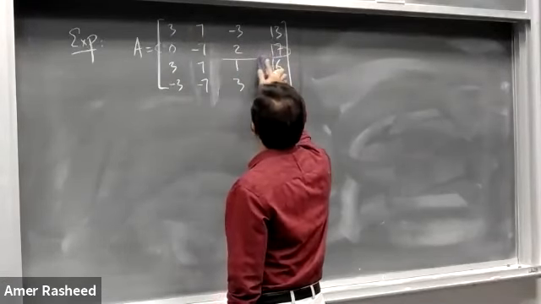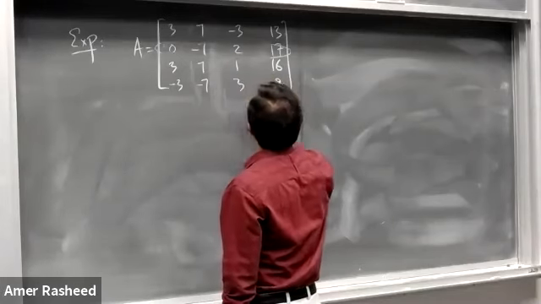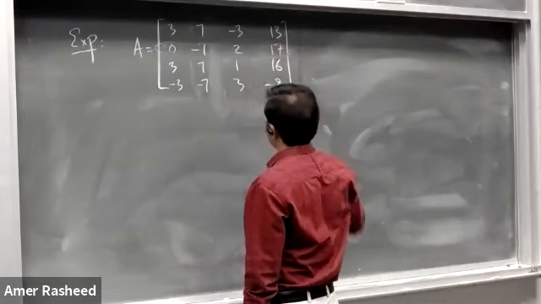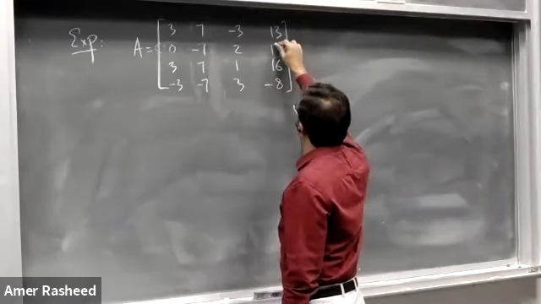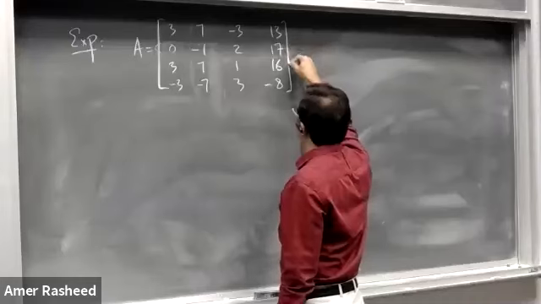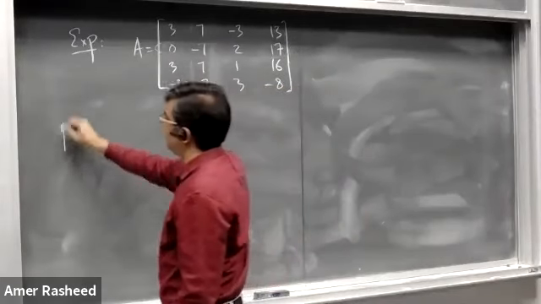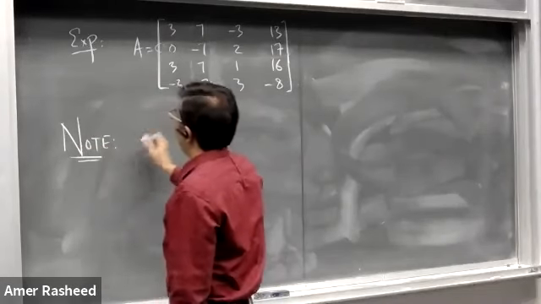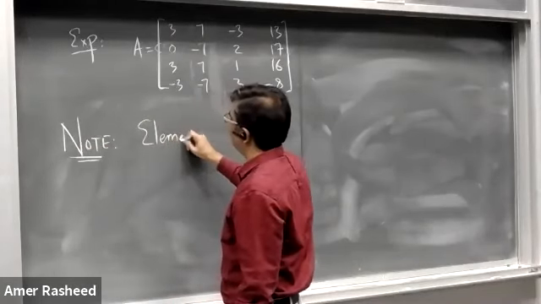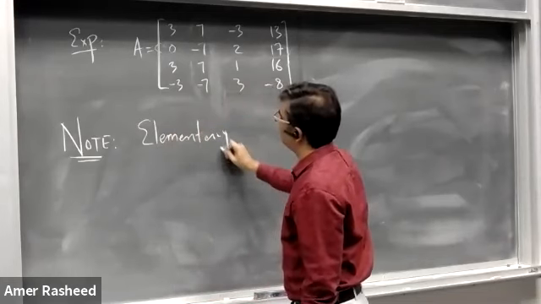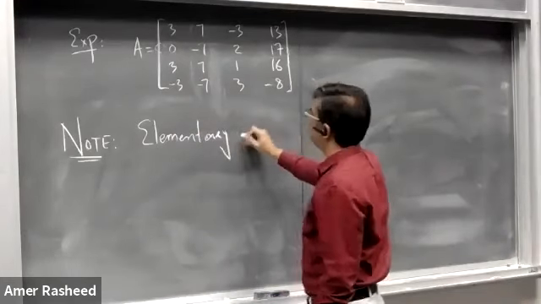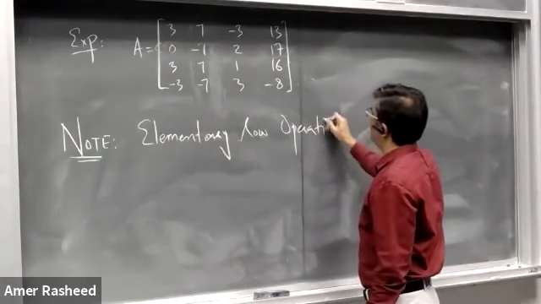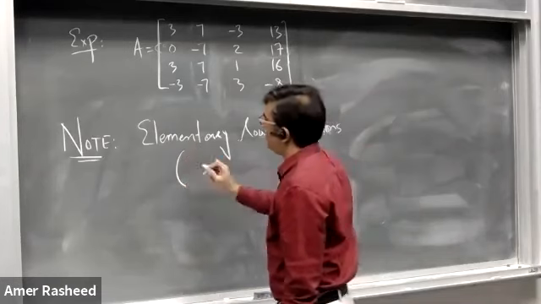In determinants, elementary row operations are not exactly the same as they were in linear systems. Okay, remember this. Elementary row operations, I'm going to write here an important note. Elementary row operations for determinants.